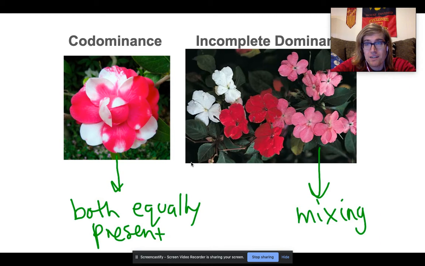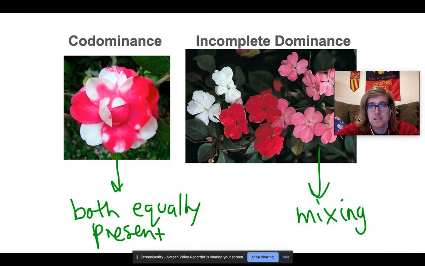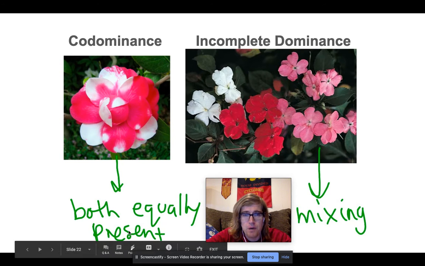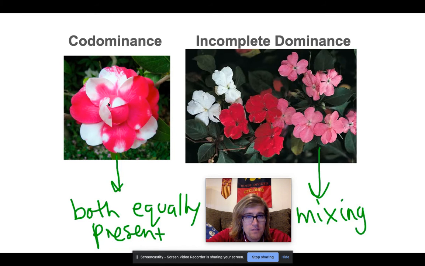Okay, so just a reminder, the difference between co-dominance and incomplete dominance. All right, in co-dominance, they're both equally present. By equally present, I mean they both are there. You can tell this flower could be more red than white, but when we look at the offspring, it's not all red or all white.